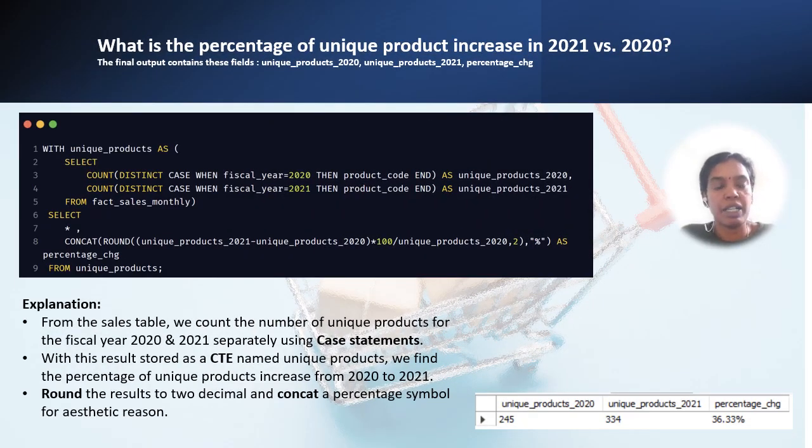What is the percentage of unique product increase in 2021 versus 2020? Here, I have used case statement to find unique product for each fiscal year and used a count to count the number of products, and the whole result is stored in the unique product CTE, and then using that CTE I have calculated the percentage increase change.